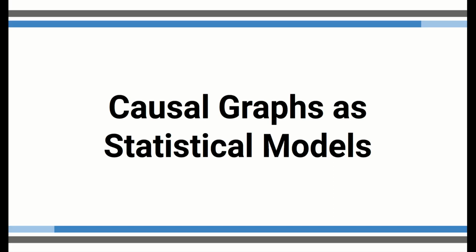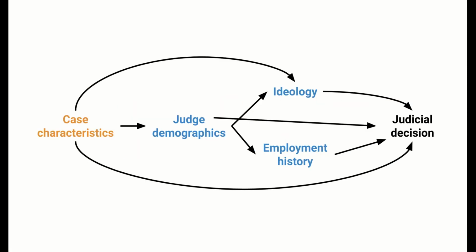In this video, we'll continue our discussion of causal graphs by exploring their capacity to serve as statistical models. Recall that causal graphs are directed acyclic graphs, DAGs, that represent causal relationships between variables. An example adapted from a 2008 study of judicial decision-making is shown here.